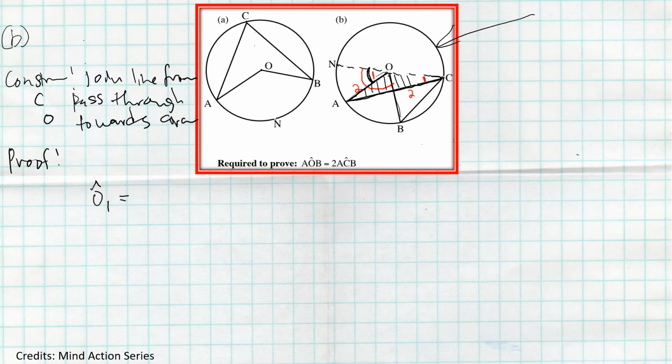Let me delete the rest of the things there. Angle O1 is an exterior angle of triangle AOC. What do we know about the exterior angle of a triangle? It is equal to the sum of the opposite interior angles, right? It means that angle O1 will be angle A plus angle C1, because of the exterior angle of a triangle theorem: the exterior angle of a triangle is equal to the sum of the opposite interior angles.